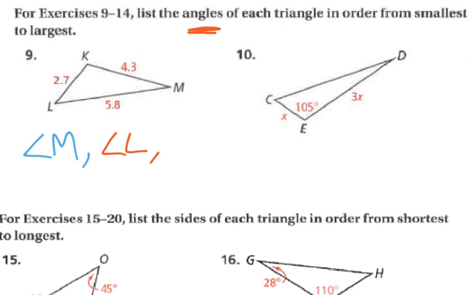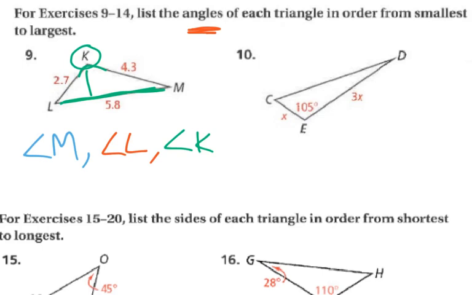Then 5.8 is the longest, so angle K would be it. And that is Martin Luther King, actually. It's kind of funny. So angle M, angle L, angle K, in that order. That is the list of angles from smallest to largest of that triangle.